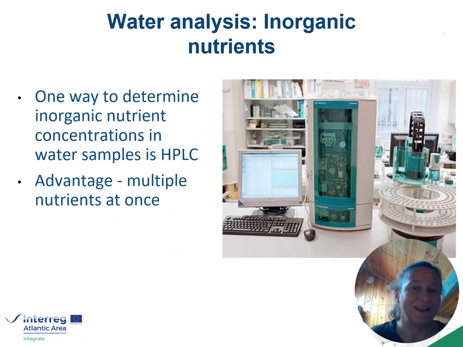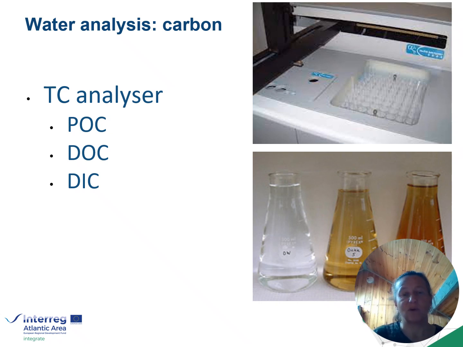So one way to determine inorganic nutrient concentrations in water samples is via HPLC. So this stands for high performance liquid chromatography. And the advantage of this is that you can do multiple nutrients at once. So a suite of anions and a suite of cations, for example. If we wanted to measure carbon fractions in our water sample, we could make use of a total carbon analyzer, like this one in the top image, and that can measure POC, and then once your sample is filtered, DOC and DIC as well.